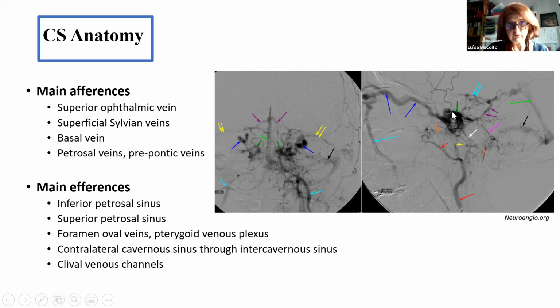Here we have a fistula, of course, and the main efferents are the inferior petrosal sinus, the superior petrosal sinus, the foramen ovale veins, and then drain to the pterygoid venous plexus, the contralateral cavernous sinus, and clival venous channel. So a lot of venous channels are connected with the cavernous sinus.